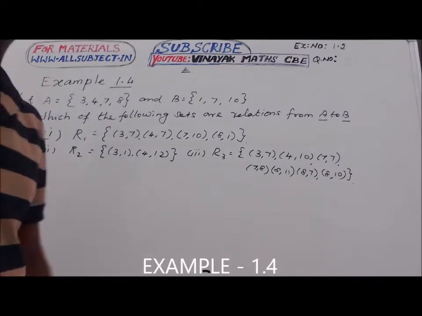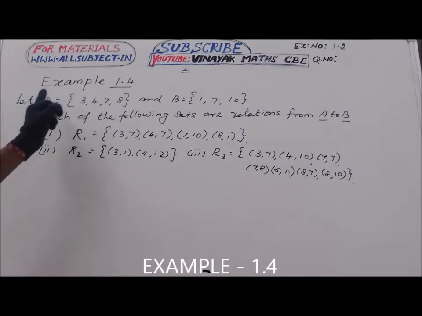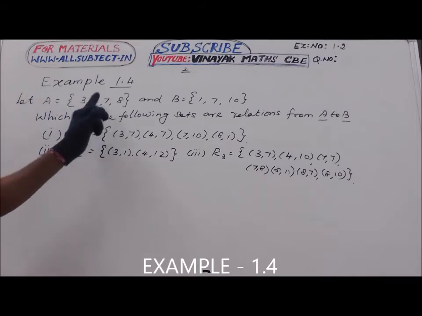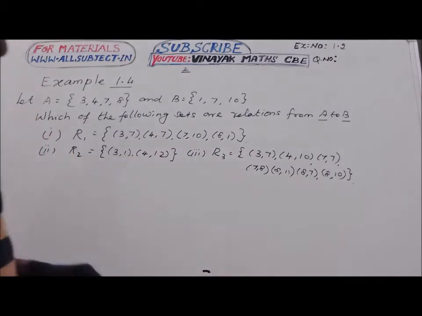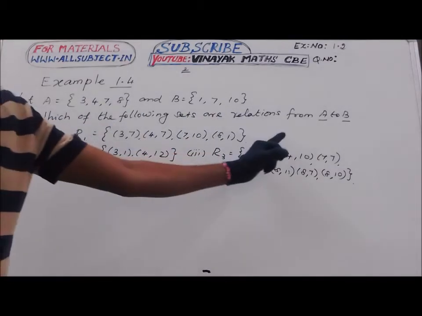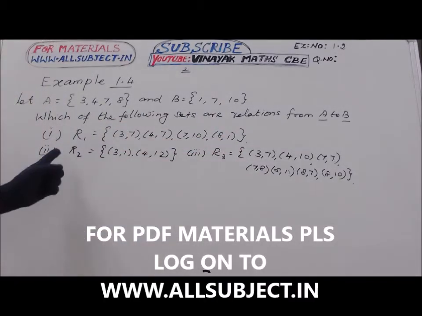Example 1.4. Let A equal {3, 4, 7, 8} and B equal the set {1, 7, 10}. Which of the following sets are relations from A to B? There are three relations given.